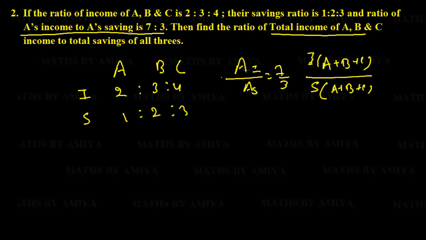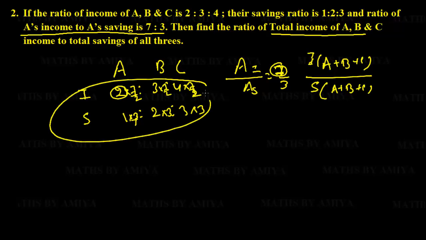So just merge the ratio. A income is 7. Here A income is 2. So we have to multiply by 7 by 2 in all. So 2 into 7 by 2, 3 into 7 by 2, 4 into 7 by 2. Why again 7 by 2? We have 2 and we want 7. So 2 divide, 7 multiply in all the ratio. A saving is 3. We have 1. So we have to multiply by 3 by 1 in all three. So our ratio is merged.